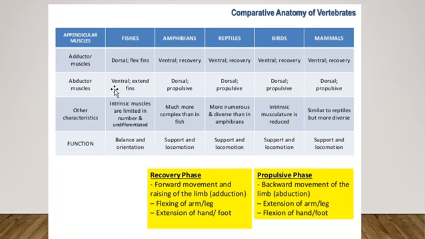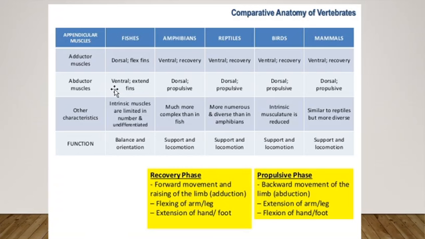And other characteristics, like intrinsic muscles, are limited in number and undifferentiated in fishes. But in amphibians, it is more complex than in fish, probably an increase in volume. In reptiles, it becomes more numerous and diverse than in amphibians. When it reaches birds, intrinsic musculature is reduced, and in mammals, it's likely similar. The fate is similar to the reptiles.